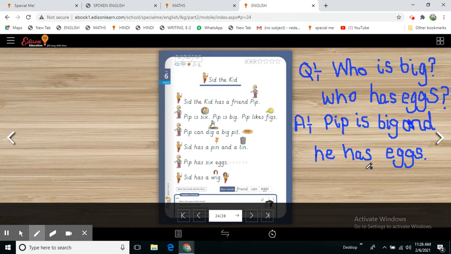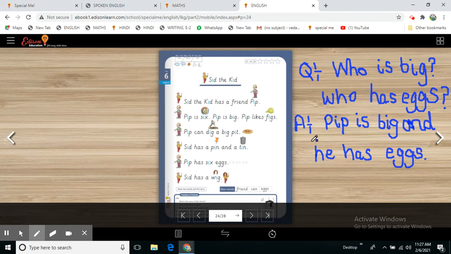अब उसी से related बात हो रही है ना. Pip is big and who has eggs? और किसके पास eggs हैं? He has eggs, है ना? यहाँ हमने name first time mention कर दिया. Then we use he or she, right? Pip is big and he has eggs.